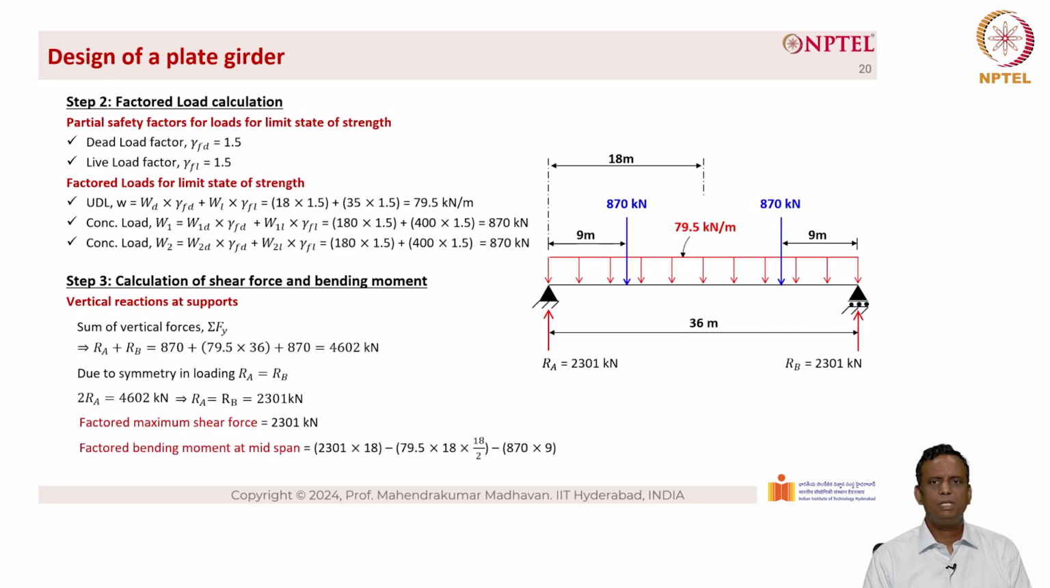Now let's find out the bending moment at the midspan. The factored bending moment at midspan is given as 2301 into 18, because 18 is the half span, which is 36 divided by 2, minus 79.5 into 18 into 18 by 2, which is the UDL that is acting, minus 870 into 9, which is the concentrated load that is acting, and the value is 20709 kilonewton meter.